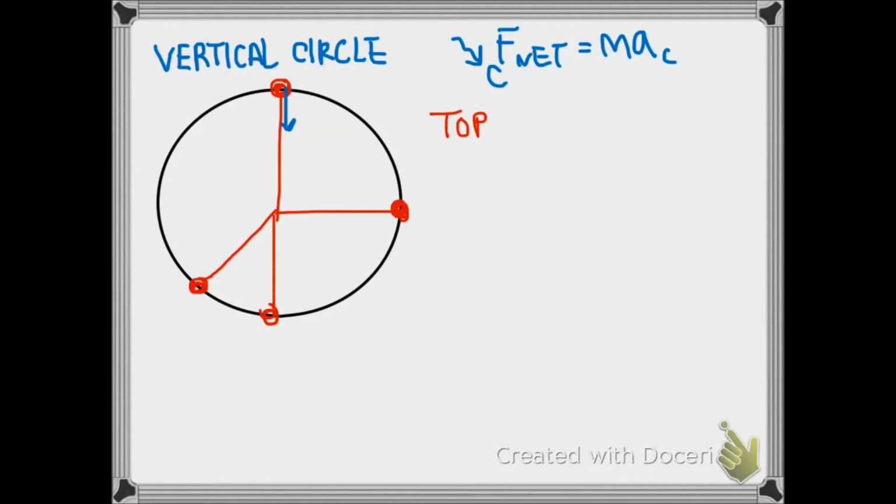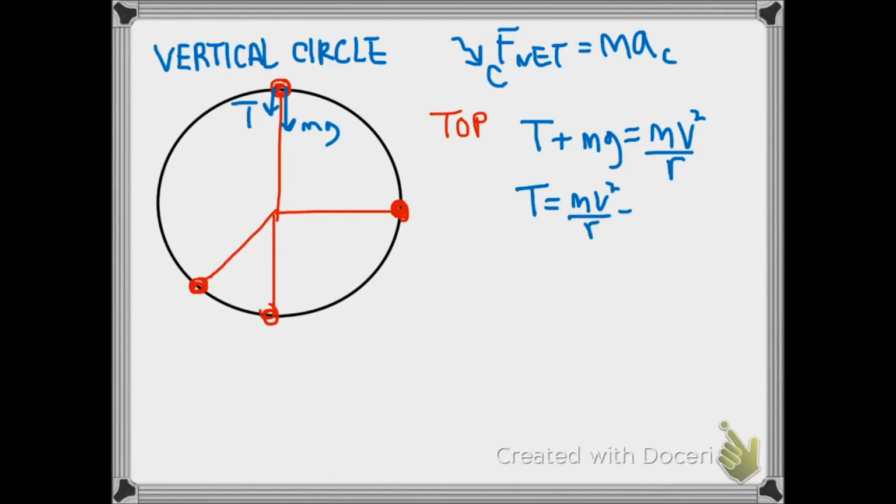In the case of the top, we have 2 forces. We have the weight of the cork, and we have the tension in the string. I'm purposely showing them not to be the same. But both of them added up provide the force to make the cork go in a circle. So we can solve this for the tension equals mv squared over r minus mg.